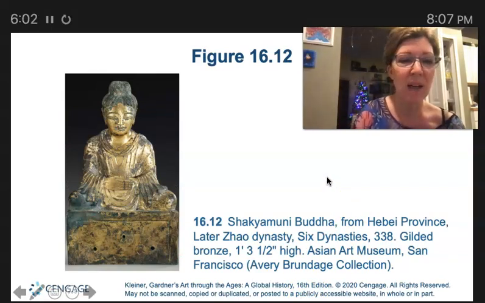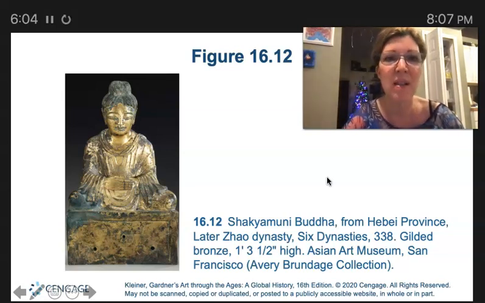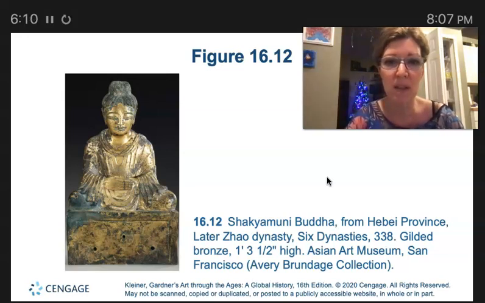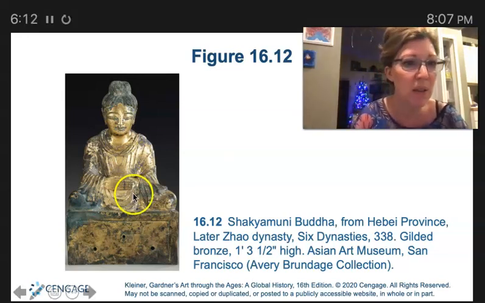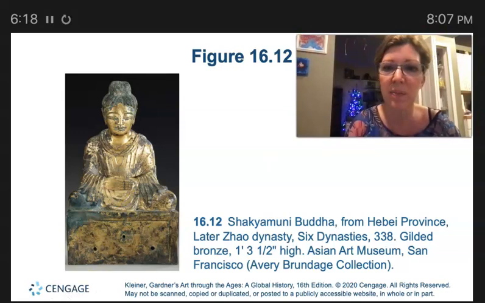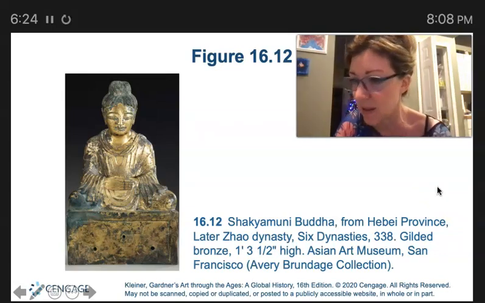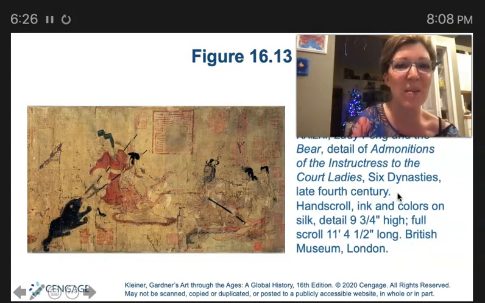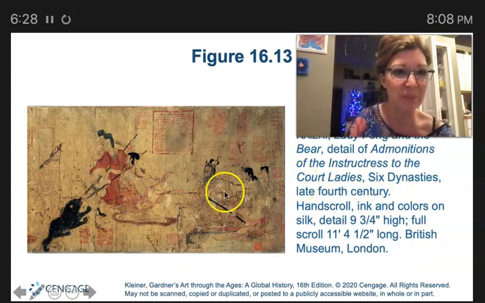Shakyamuni Buddha. This is the first precisely datable Chinese Buddhist image. The Shakyamuni Buddha of the 6 dynasties was made of gilded bronze. So made of bronze and then gilded means it was covered in gold. This is the earliest precisely datable Chinese image of the Buddha from the 6 dynasties. I know I said that, but it's worth repeating.